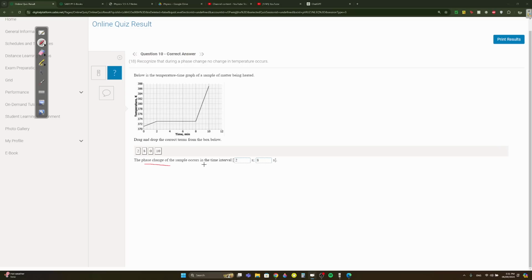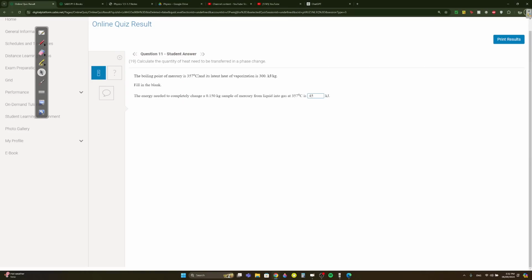Okay, the phase change of the sample here occurs in what time interval? Phase change is the flat part where it's both two states at the same time. So where is it two states at the same time? Here, in between 2 and 8. A very, very, very easy question.